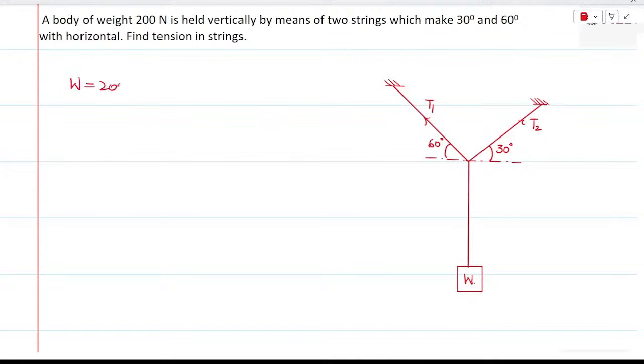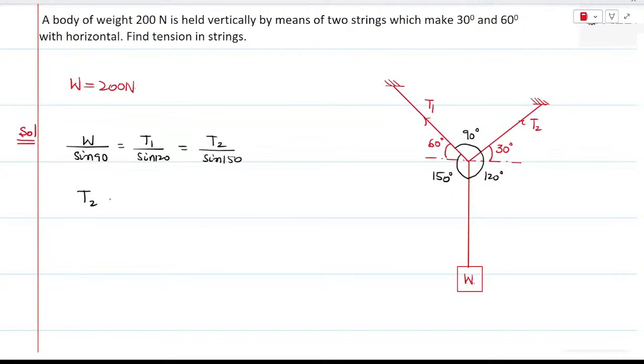Now if we observe here, it consists of three coplanar concurrent forces. So all you have to do is apply Lami's theorem over here. The angle included between T1 and W is 150, this is 120 degrees, and the remaining angle is 90 degrees. So W by sine 90 is equal to T1 by sine 120, equal to T2 by sine 150.